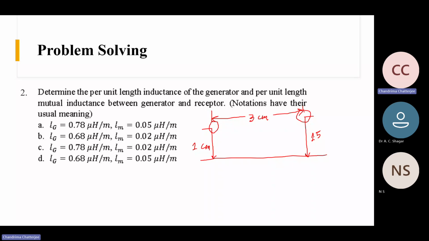So whenever there is an infinite ground, what do we do? We apply the concept of images. Suppose there is a conductor above some height, so we will assume that there is another conductor exactly at the same height but in the opposite direction. This is also at a distance of 1 centimeter from the ground, but this is an imaginary conductor. Similarly, for the receptor, we will take another image, which is at a distance of 1.5 centimeter, right?